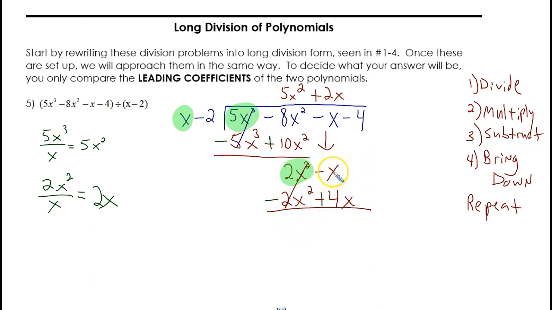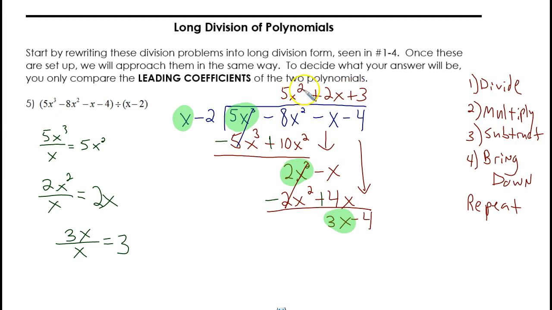Those cancel out. Negative 1x plus 4x is 3x. And I bring down my last part, which is minus 4. All right. I repeat one more time, x into 3x. And I come off to the side and I say, well, how many times does x go into 3x? It goes in 3 times. So I'm going to have plus 3 over here.